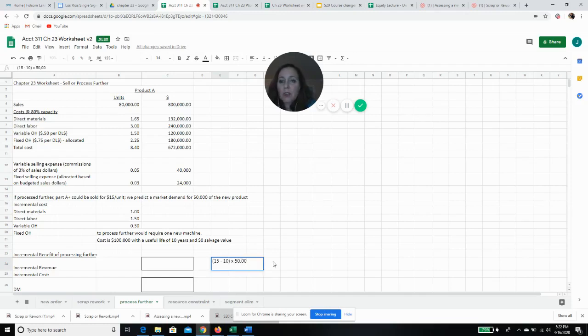So 15 is our new price per unit, 10 was our old price per unit, and 50,000 is the amount we think we can sell. Remember, we got our old price per unit by just taking the sales dollars and dividing by the number of units we produced, which told us that for product A, if we don't process it further, 10 bucks a unit.